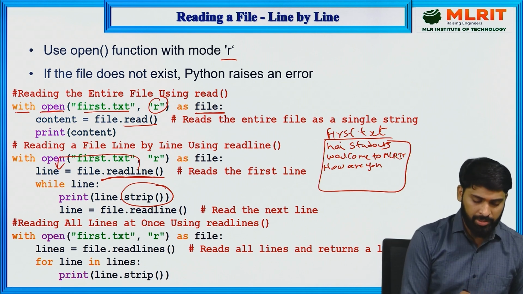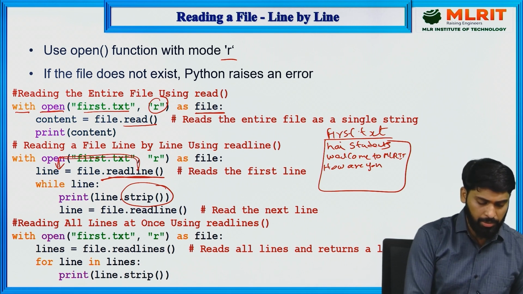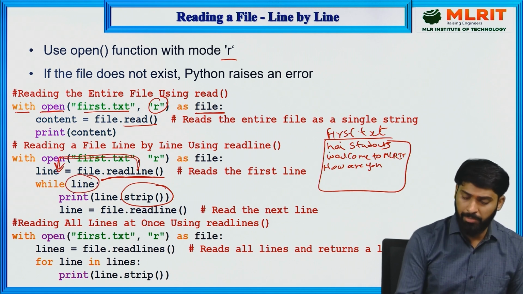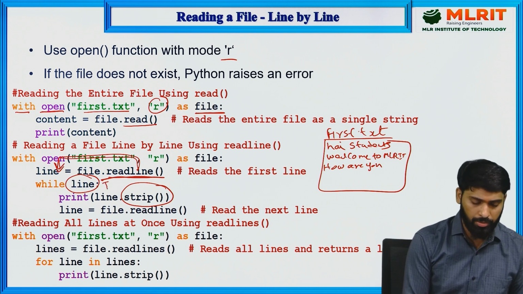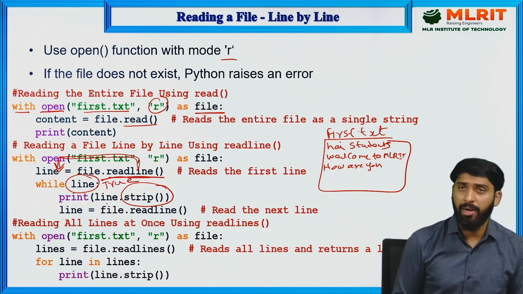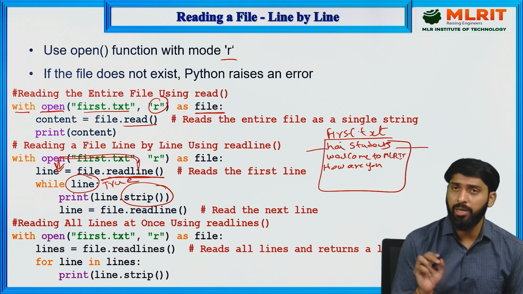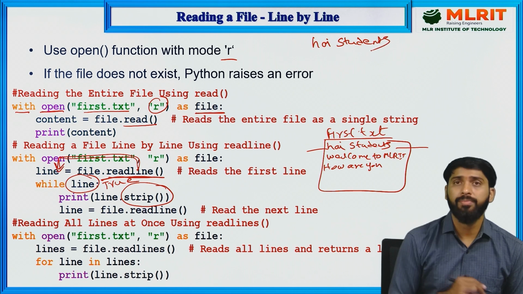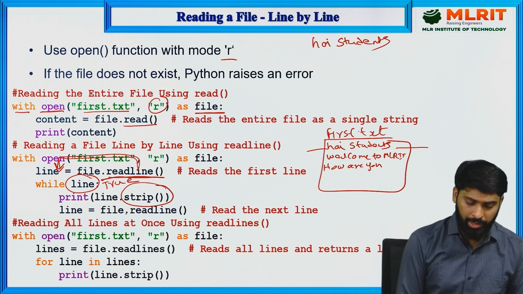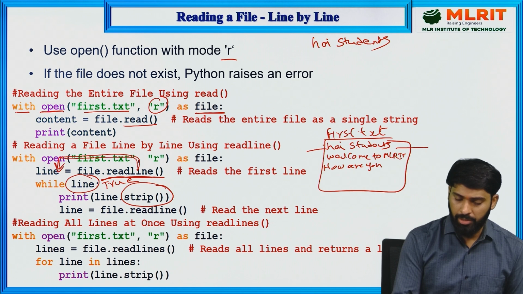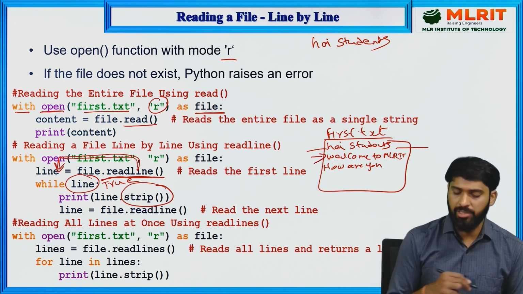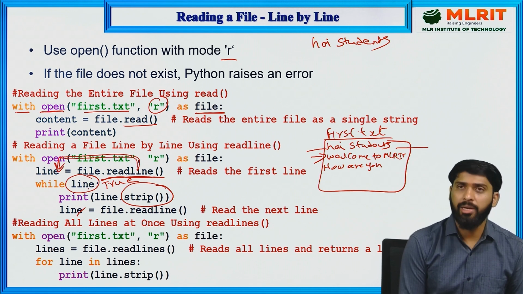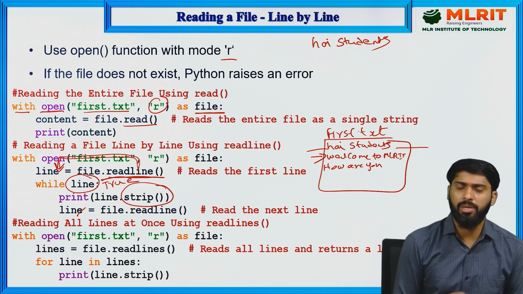Now in first, this line, hi students, is assigned to line here. Then we enter into the loop. Here line has some data, hi students, so it is true. So print line.strip, that means the empty spaces are removed and it prints hi students as output. Next, line equals file.readline, that means now the controller goes to the next line. Now welcome to MLR IT is the line. Again while line, yes, line contains welcome to MLR IT, so it becomes true.